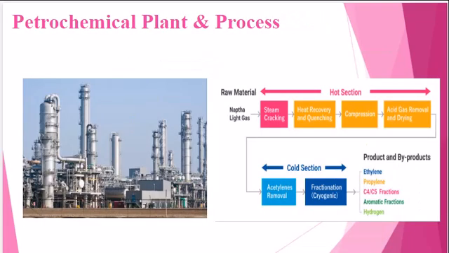Petrochemical plant and process. Steam is crucial in petrochemical plants, providing energy for high-temperature processes like heating, distillation, and chemical reactions. Efficient steam systems reduce production costs and contamination risks, making them essential in the petrochemical industry.